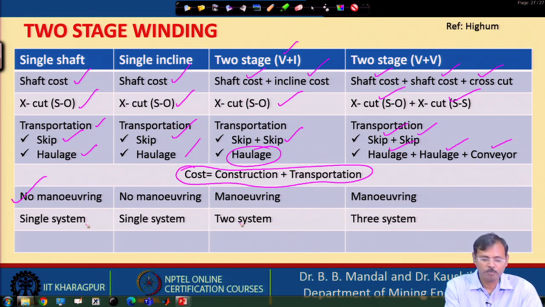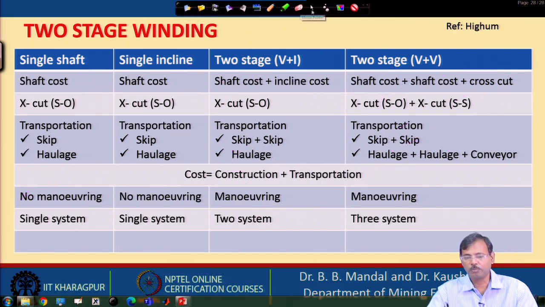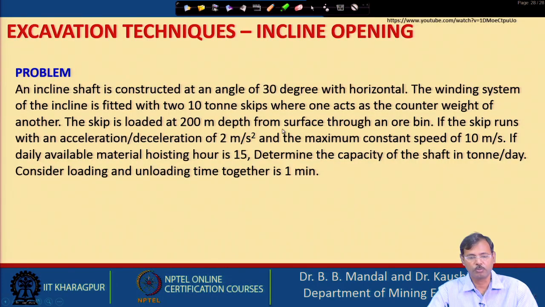So, that is why sometimes two stage winding is opted, and two stage winding must be carried out for very deep mines, more than 400-500 meter depth, so that the transportation cost and construction cost can be kept limited. So, that is more or less about the incline excavation, but before completion let us solve one problem, how we decide the capacity of a shaft.